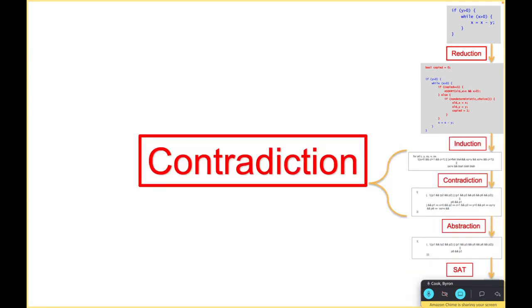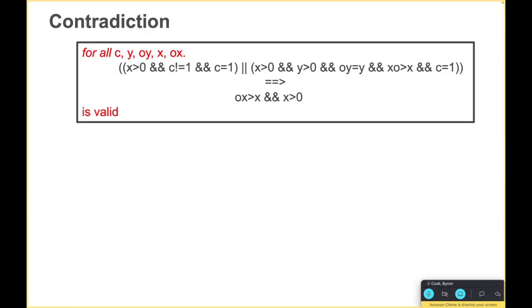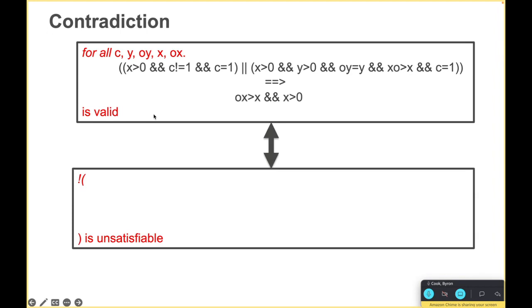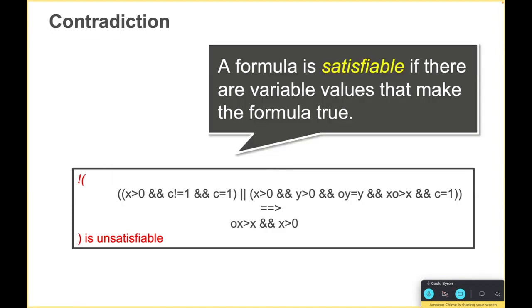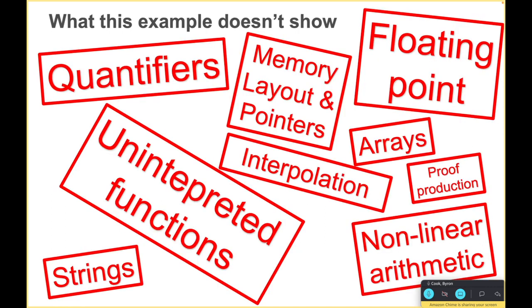So now let's dig into the SMT solver, okay? There are various ways of solving this, and we could definitely go other directions. But if you're using an SMT solver, it's by contradiction. So this is one of our conditions from before, and we want to know that this is valid, and we can do that by adding a negation and then asking if it's unsatisfiable. So a formula is satisfiable if there are variable values that make the formula true. I imagine most people here know that.